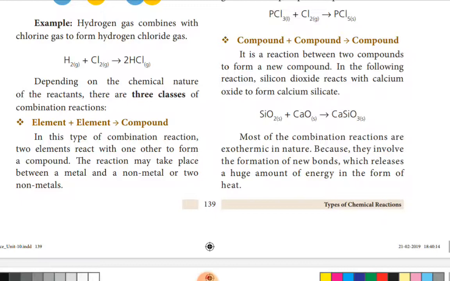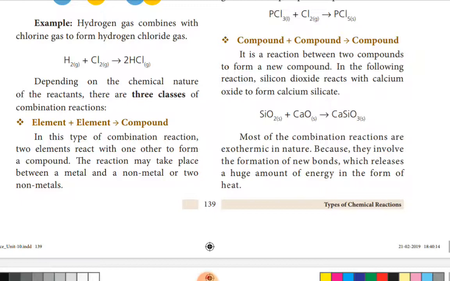Only by practice can you learn the symbols and formulas of these reactants and products, because without knowing the molecular formula of the reactants and products, we cannot write a chemical reaction. So how will you learn? By regular practice, without wasting time. Practice yourself. Take your rough notebook, write and practice these reactions, and learn. Without seeing the book, without seeing the notes, you have to write and practice the elements and compounds. Then only it will come. Only by practice can you attain it.